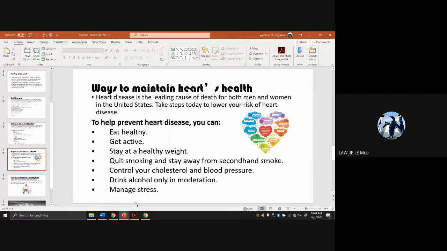Ways to maintain heart health. Heart disease is the leading cause of death for both men and women in the United States. Take a step today to lower your risk of heart disease. To help prevent heart disease, you can eat healthily, get active, stay at a healthy weight, quit smoking and stay away from second-hand smoke, control your cholesterol and blood pressure, drink alcohol only in moderation, manage stress. Teacher, next.